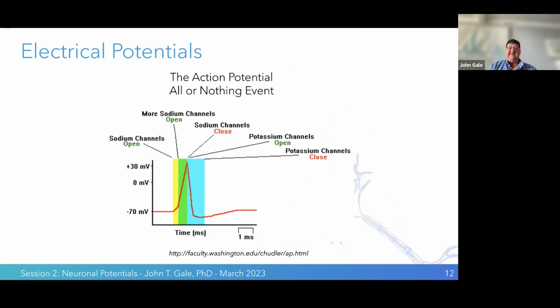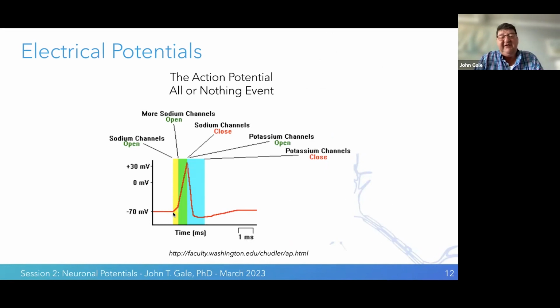So this is the shape of an action potential, and it's an idealized shape. In fact, different cells in the brain have different shapes of their action potentials. And that's because they have different distributions of channels. So let's just look at what's happening here. The differential in charge between the inside and the outside of the neuron is held at about negative 70 millivolts.